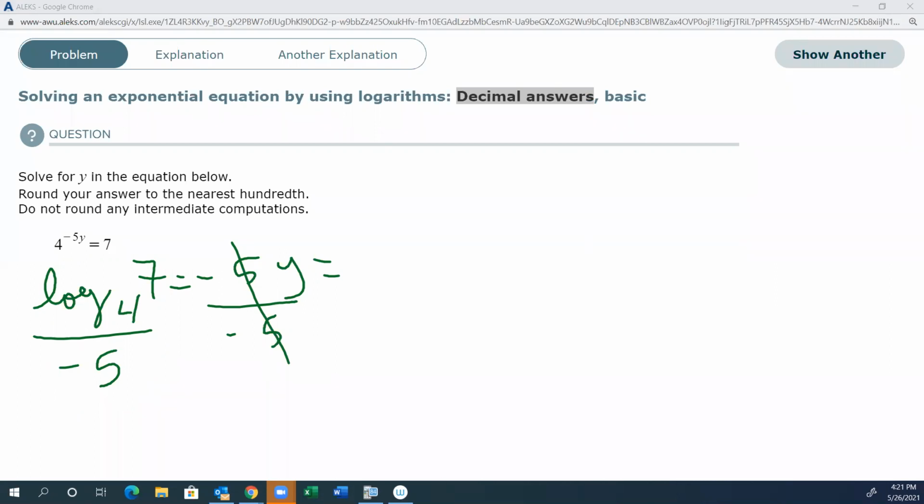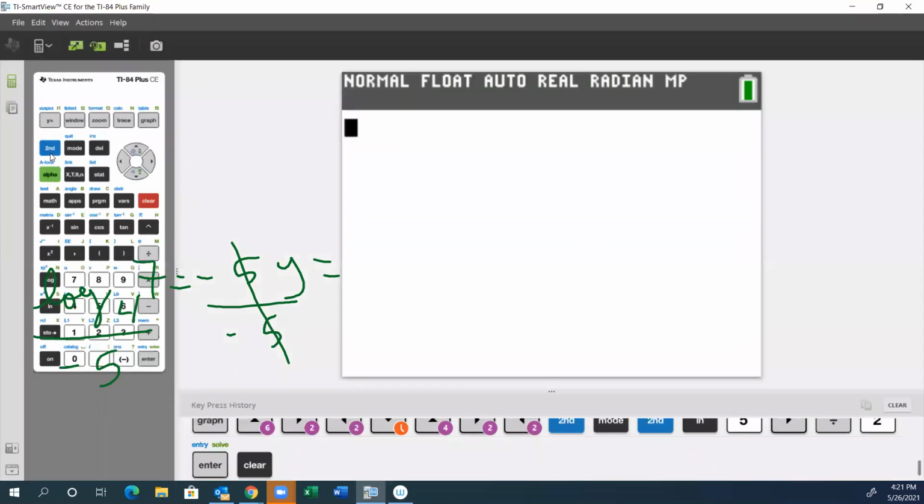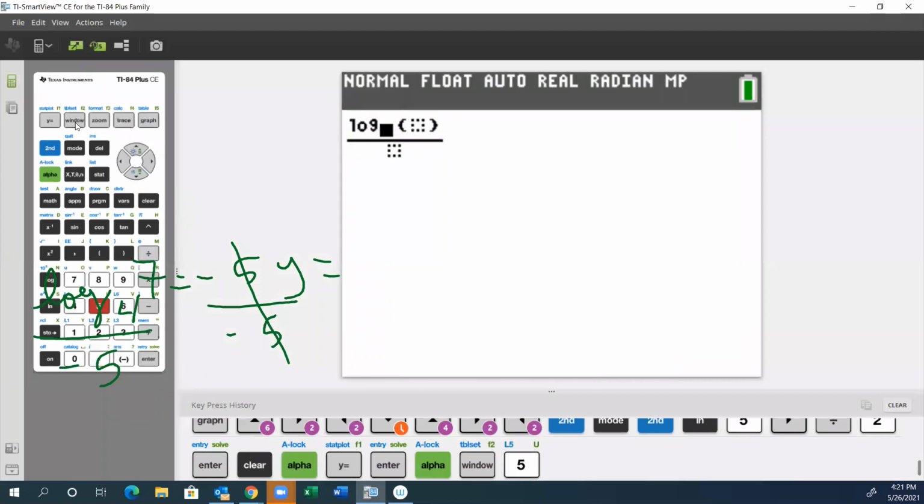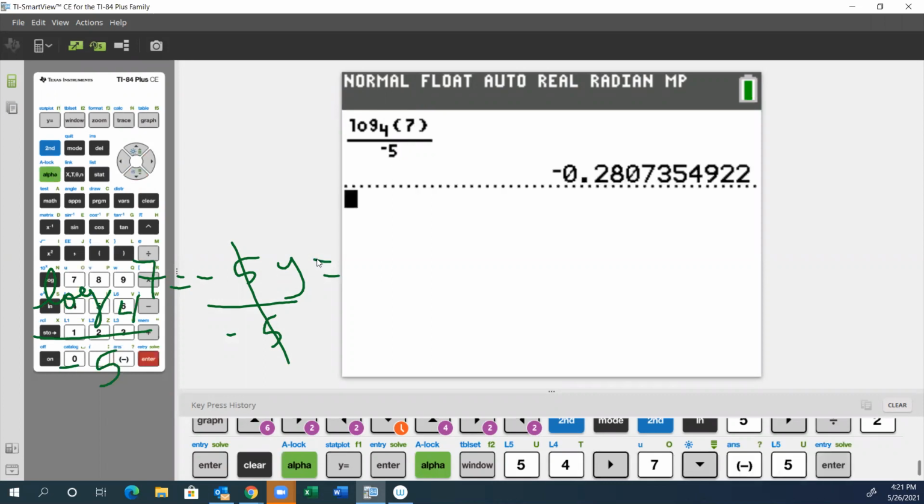All right, so let's plug this thing into the calculator to get some accuracy here. So I'm going to make a fraction, and then I'll make a log. And let's see, log base 4 of 7 over negative 5. And there's our answer, negative 0.28, accurate to 2 decimal places. Okay, and that's it.